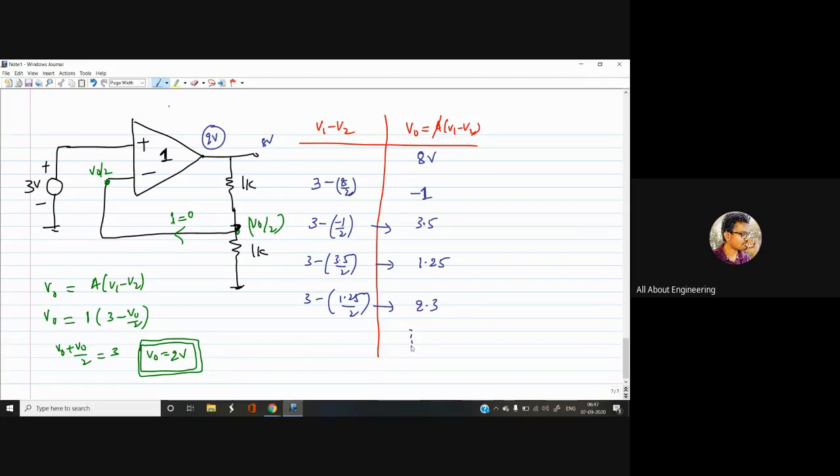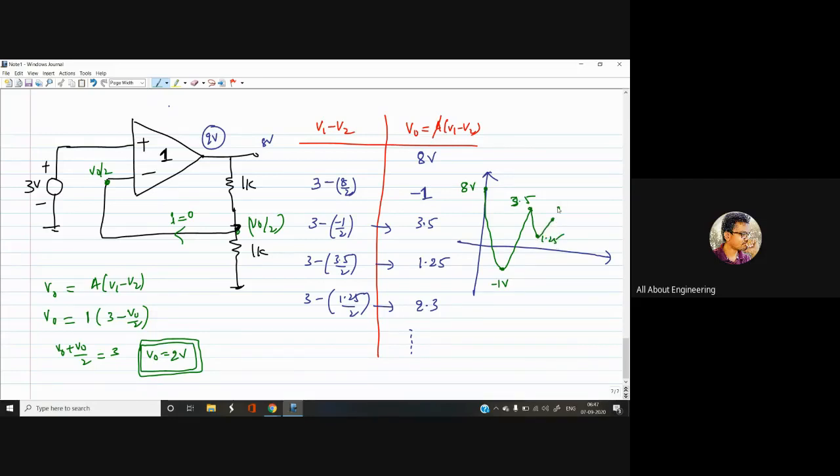Now, after some iterations, let us picturize these iterations. Let us draw these iterations as a picture. Then you can observe a marvelous observation. I started from 8 volts, then it fluctuated to minus 1, like this. Then again, it went to the value 3.5. And again, it went to 1.25. And again, it went to 2.3.